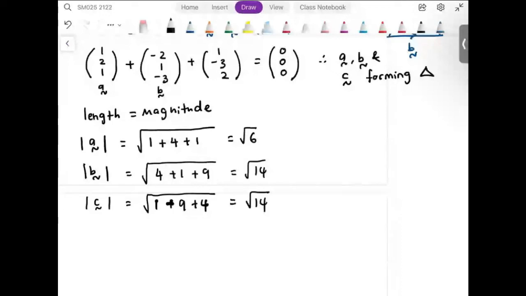Itu je sebenarnya length for each side. So kalau perasan kat situ B and C have the same length. This is isosceles triangle lah. Kalau dia suruh cari ini bentuk apa kan, segitiga sama kaki lah. Isosceles triangle.